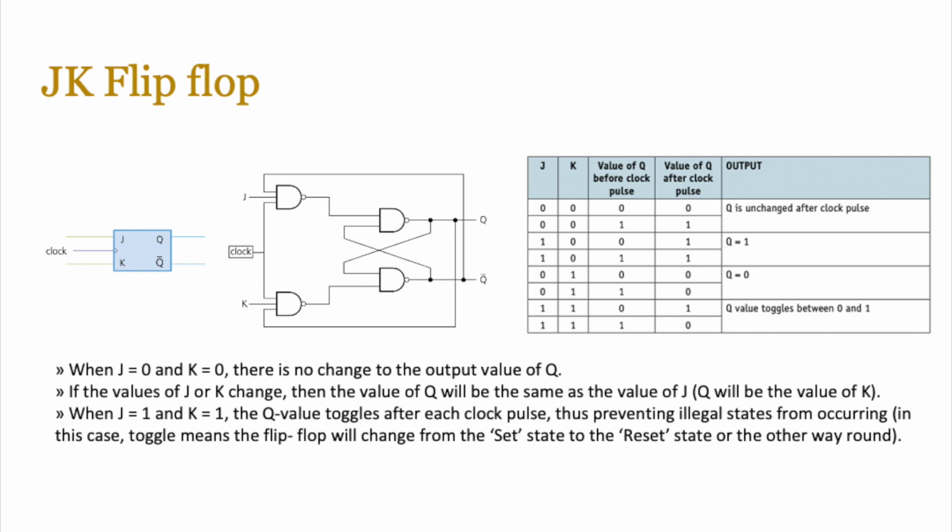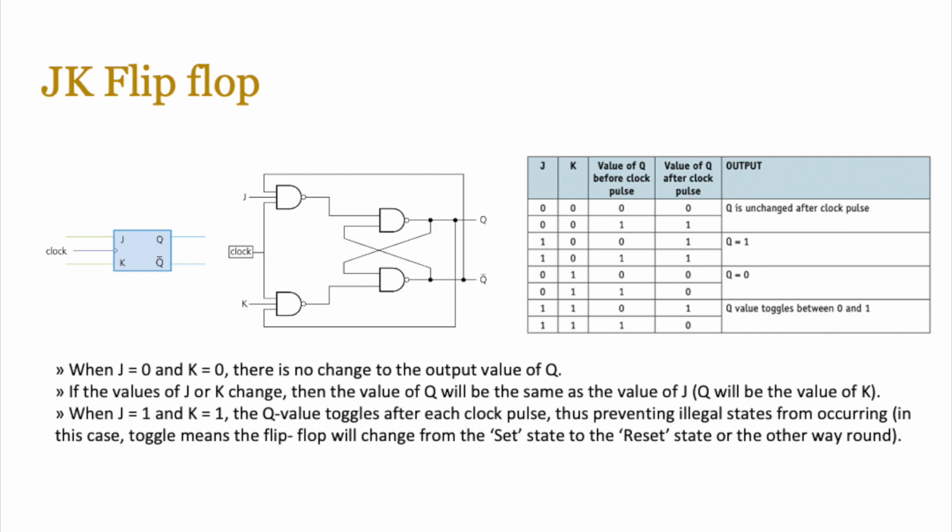So JK flip-flops solve that particular problem by using a third input of a clock pulse, which acts as a toggle. Okay? And the whole point of that toggle is to ensure that we don't have that state of 2 1s going into the circuit and producing an unstable output.